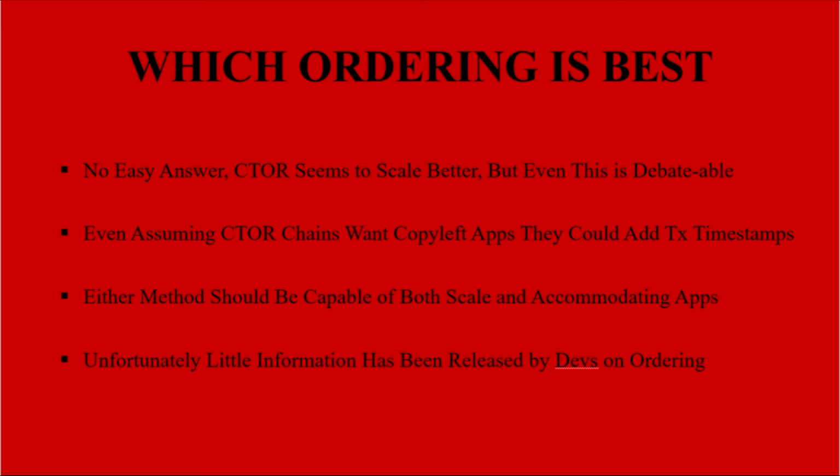So I don't know. But the final point, either method should be capable of scaling, and even if you wanted copyleft apps on CTOR, you probably could do it. You just have to make some changes to the way Bitcoin transactions are made. However, those changes could cause slight increases in prices of transactions for users who don't want to use copyleft transaction apps. So it might be better to have natural transaction ordering, even though CTOR could potentially still accommodate these apps.